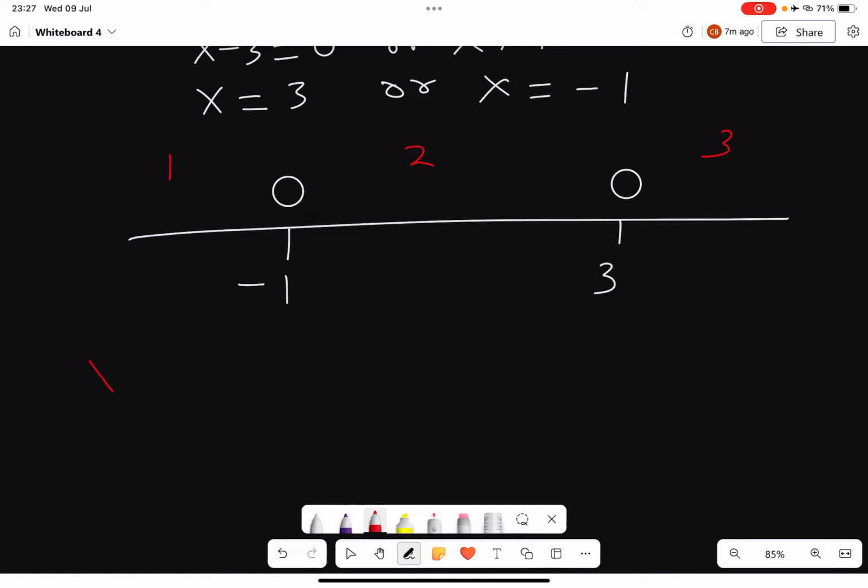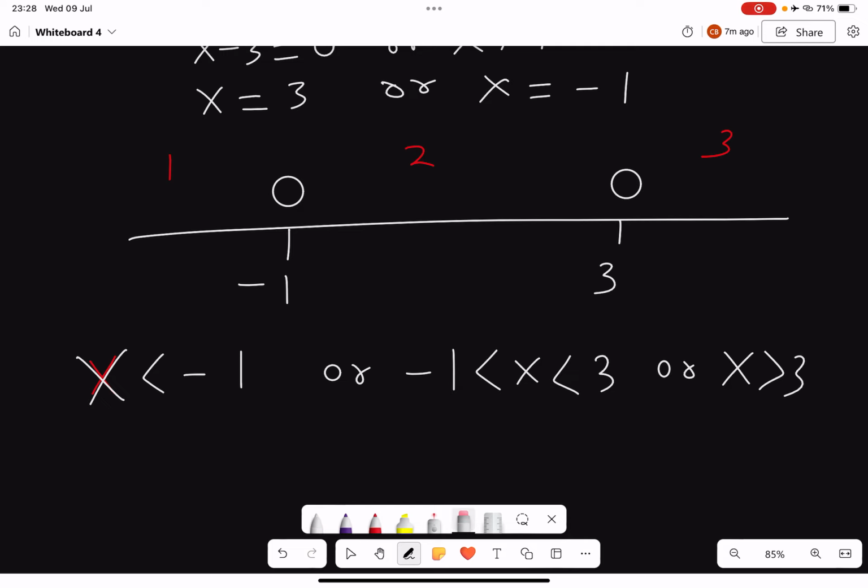Region 1, we can see that it's x less than -1, right? The second region is between -1 and 3, so it's -1 < x < 3. The third region is just x bigger than 3, right? You don't have to show that. It's just to help you. So your answer is at least one of these 3 intervals. We need to find out.